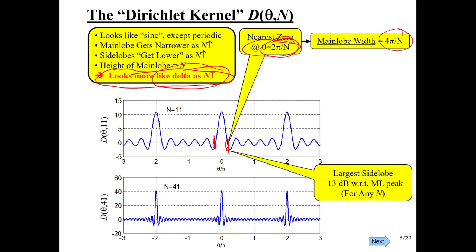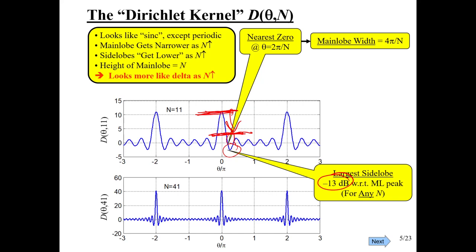And then we can also see the largest side lobe peak. I show this going down, but again, remember we should think about it as going up. If we convert this height into dB and convert this height into dB, the distance between them is minus 13 dB. And that's true for any n value.